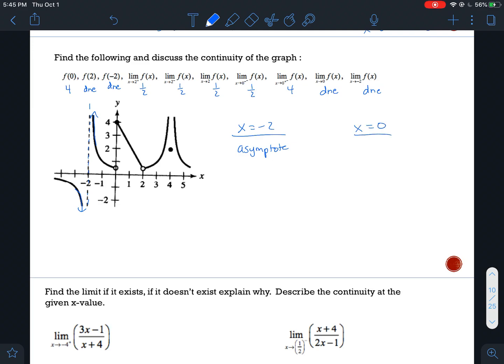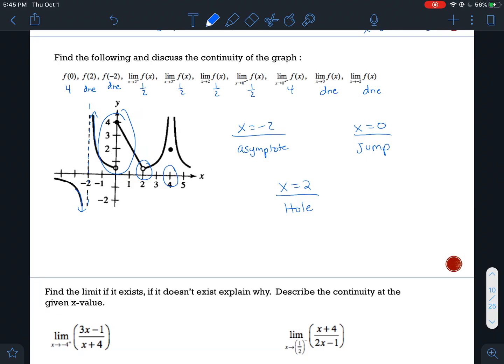What's happening at x equals 0? What type of discontinuity is happening there? Well, that's a jump because the limit doesn't exist. The limit from the left and the limit from the right are different values, so it's a jump in the graph. What's happening at 2? x equals 2. Is the graph continuous at x equals 2? It's not because there's a hole in the graph there.